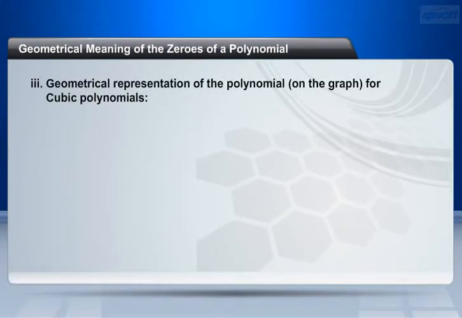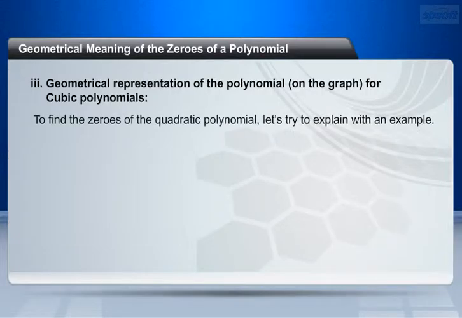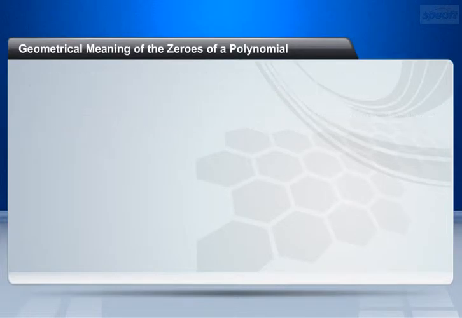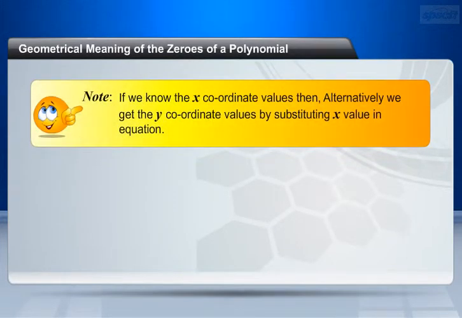Now let's discuss the geometrical representation of the polynomial on the graph for cubic polynomials. To find the zeros of the cubic polynomial, let's try to explain with an example. Please note that, if we know the x coordinate values, then we get the y coordinate values by substituting the x value in the equation. Consider the equation y is equal to x cube minus 4x.